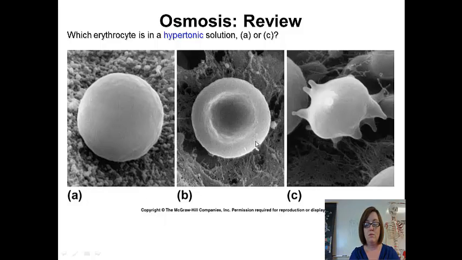I'll tell you right now, in panel B, we see an erythrocyte in an isotonic solution. So this is what a red blood cell normally looks like. So which of the 2 red blood cells, A or C, is in the hypertonic solution?